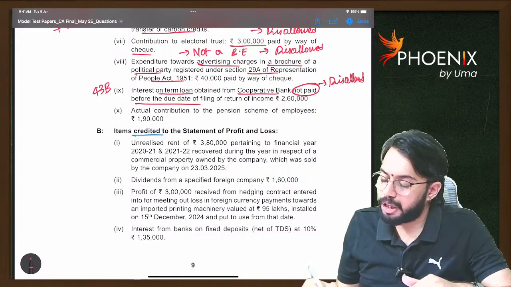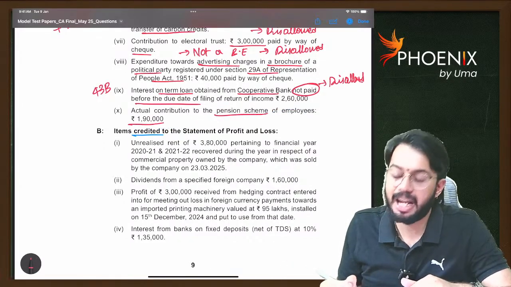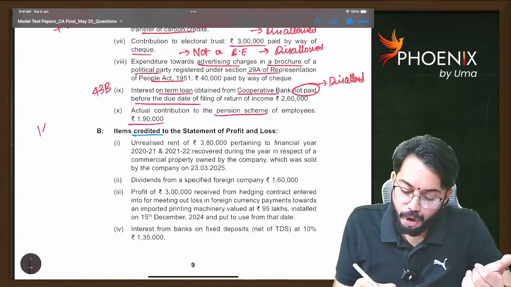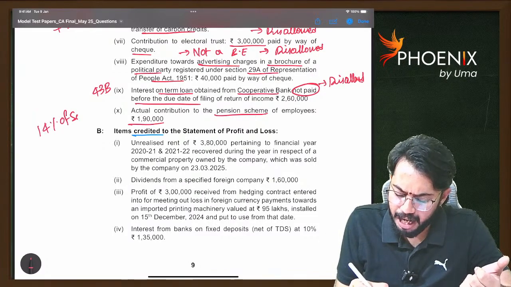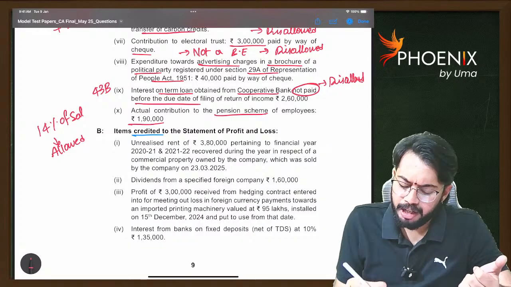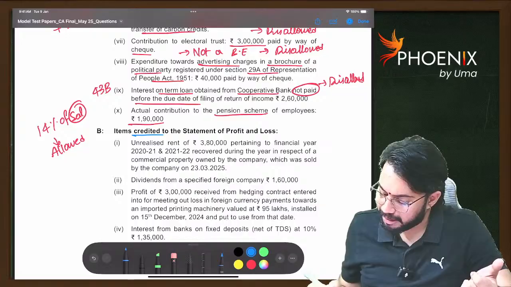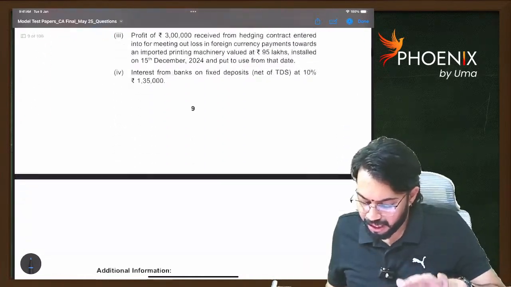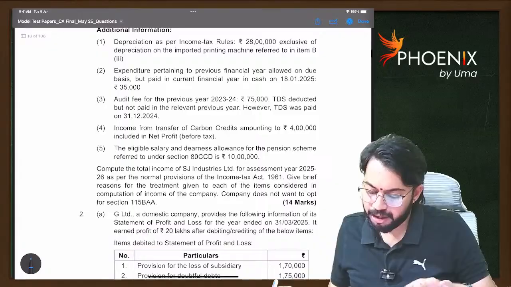Actual contribution to pension scheme of employees, 1,90,000. See, if any amount is contributed to pension scheme, 14% of salary will be allowed as deduction. Okay. Here salary means basic plus DA. Basic plus DA. That information is given in note points.